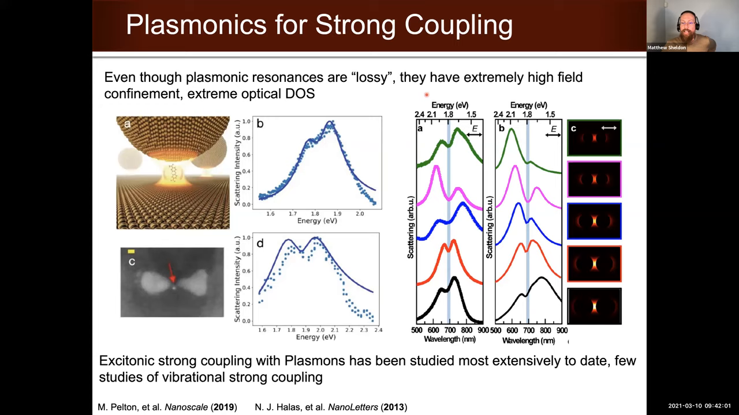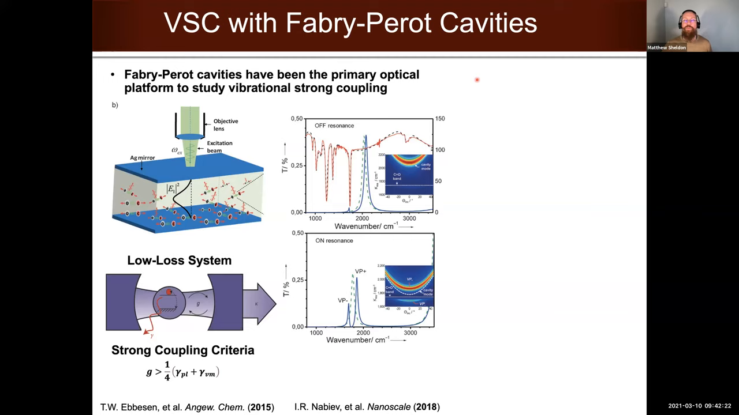Maybe someone in the audience can correct me, but I think currently at room temperature, the strongest evidence of strong coupling, or the biggest perturbative Rabi splitting that's been observed, has been in plasmonic systems. And plasmonic systems are not historically what's been used to analyze vibrational strong coupling. People are much more familiar with Fabry-Perot cavities. If there's someone in the audience who is a specialist in vibrational coupling with plasmonic systems, I'd love to learn more about your work. But as far as I can tell, it's been studied much less than the dominant platform, the Fabry-Perot cavities.